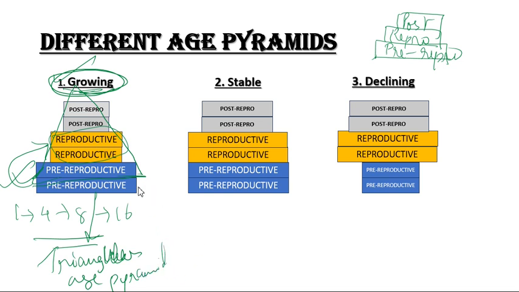Now what does stable mean? Which population is a stable population? Stable population means neither is there too much increase in the population nor a decrease. How will it happen? It will happen if the reproductive and the pre-reproductive age group individuals are more or less the same in number. Then we can say that the population is having stable growth, or we can call it a stable population.